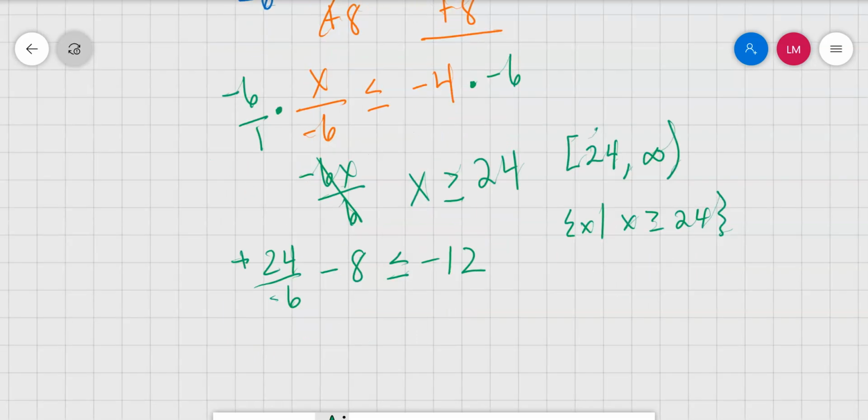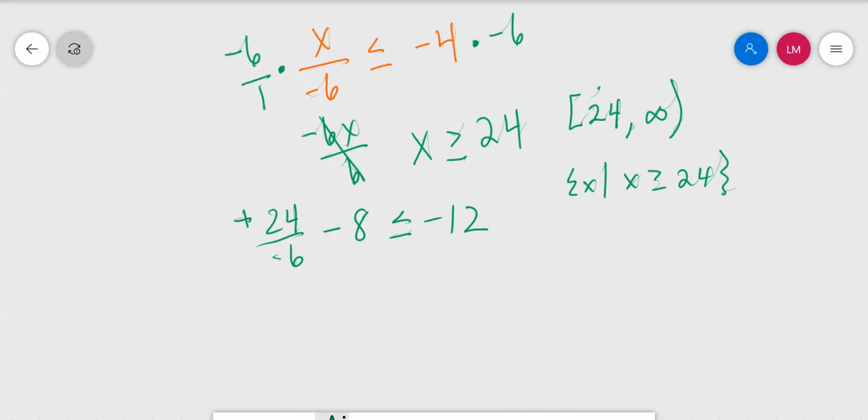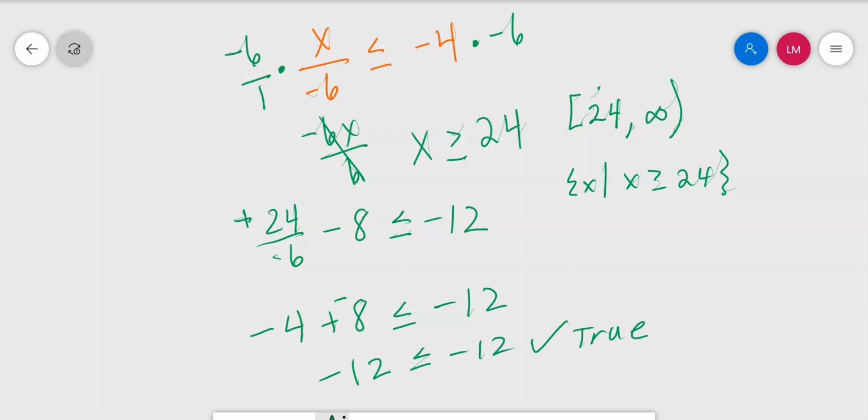Always go back to the original problem. So let's do our math. So I got 24 divided by negative 6 is negative 4 minus 8. I'm going to change this to a plus and bump back. And this is going to be negative 12, you see? And this is a true statement, right? Negative 12 is less than or equal to negative 12. So I shaded the correct direction, or I'm going the right direction, okay? You could also choose something bigger just to check, okay?